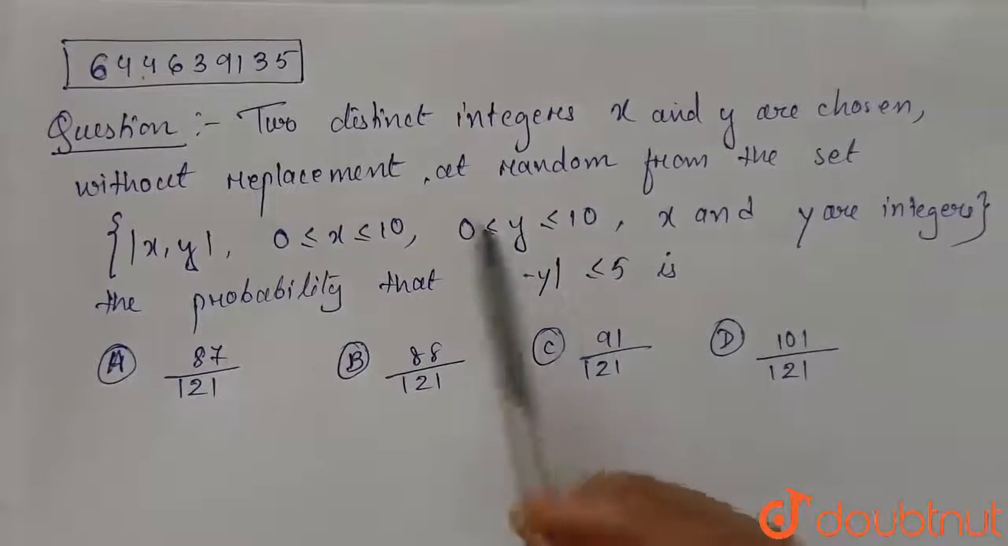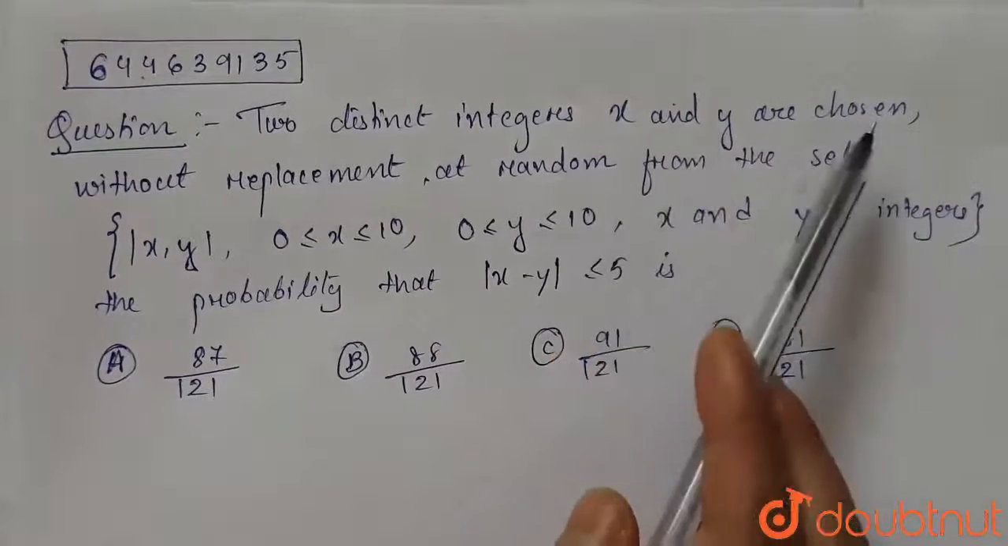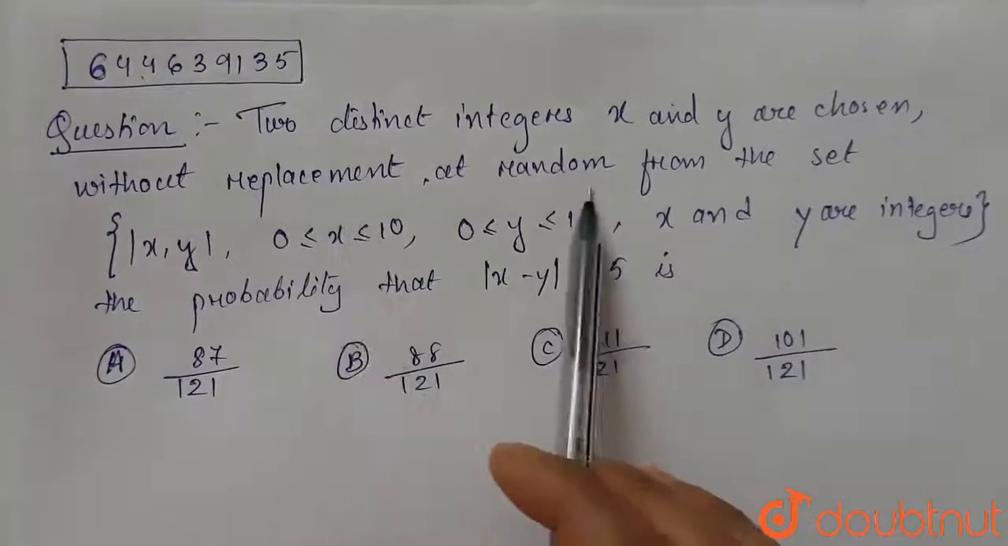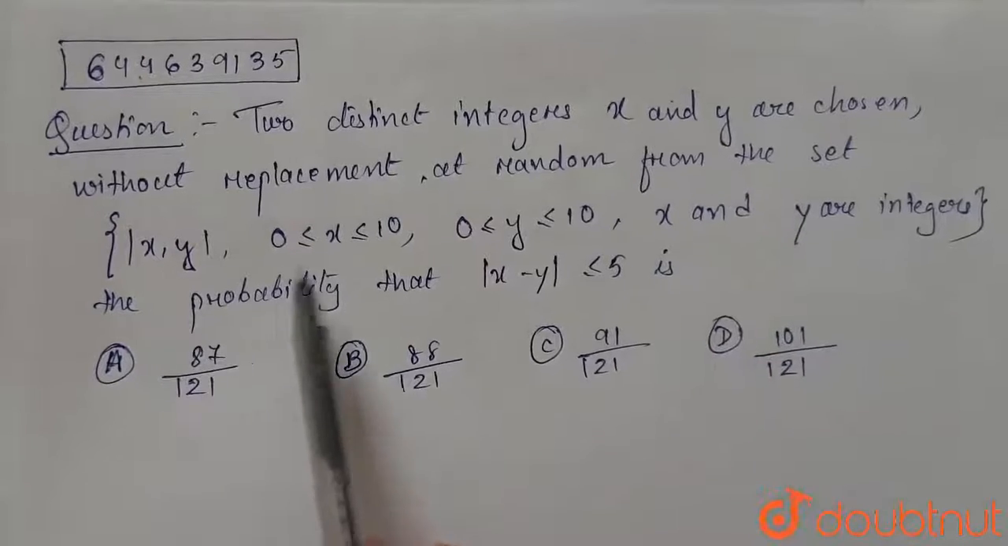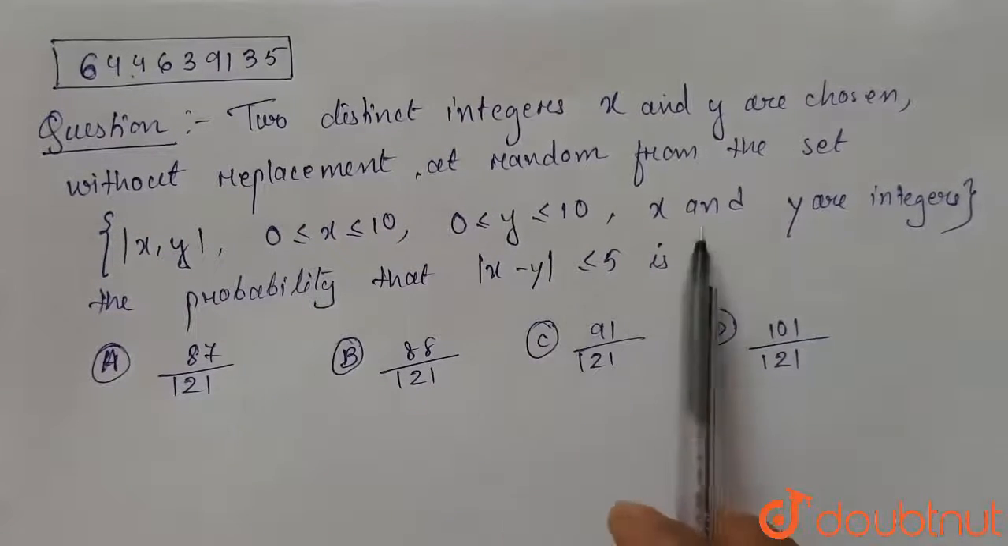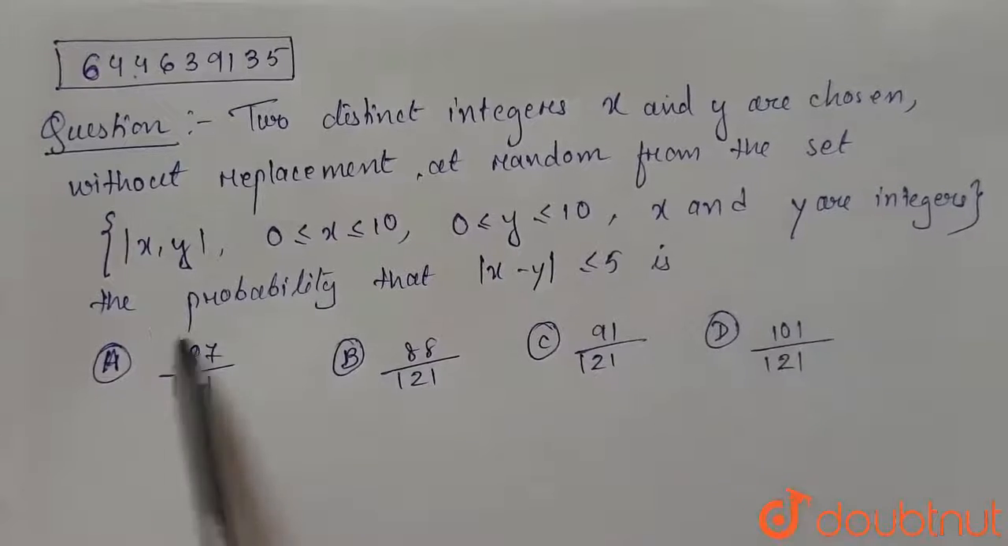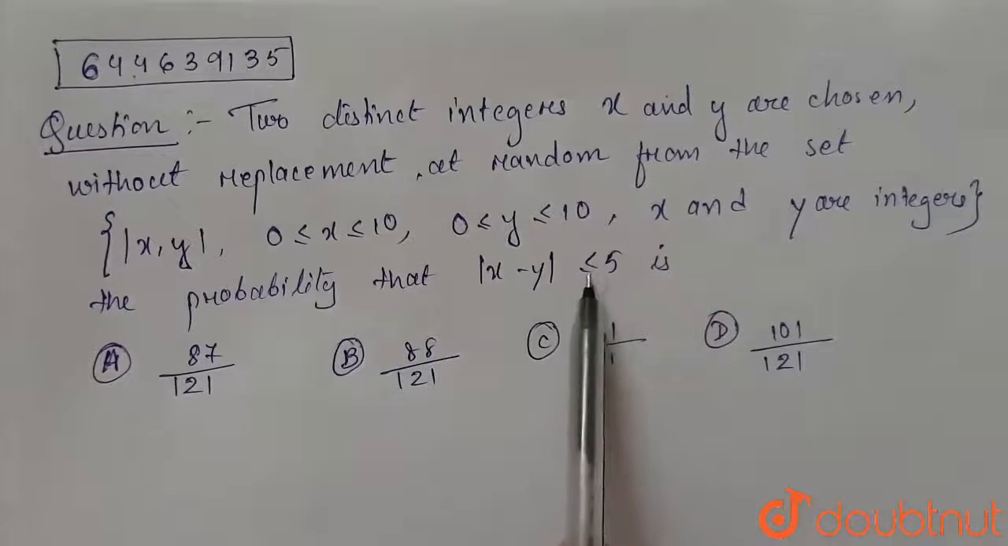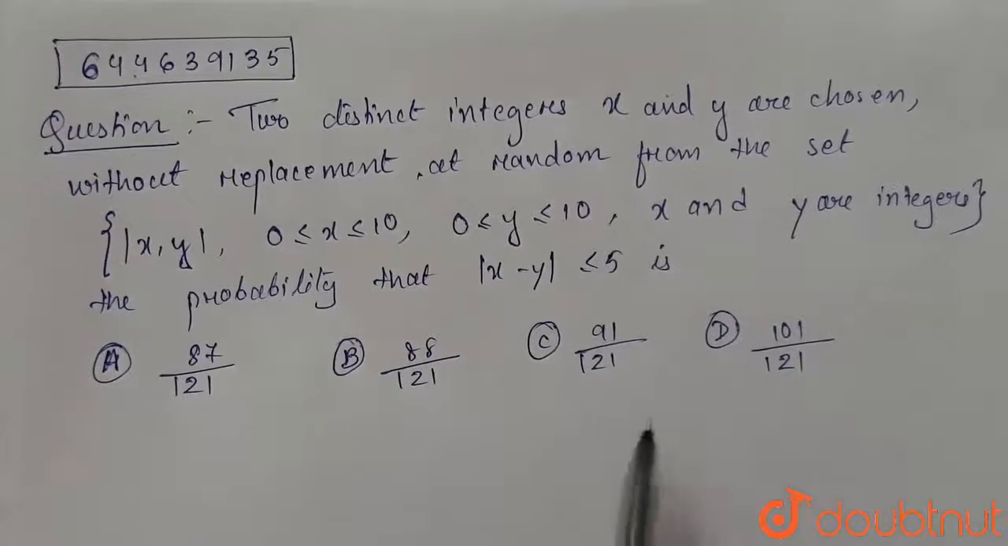Hello everyone. So today our question is: two distinct integers x and y are chosen without replacement at random from the set x, y, where x ranges from 0 to 10, y ranges from 0 to 10, and x and y are integers. The probability that mod of x minus y is less than or equal to 5 is, and 4 options are given.